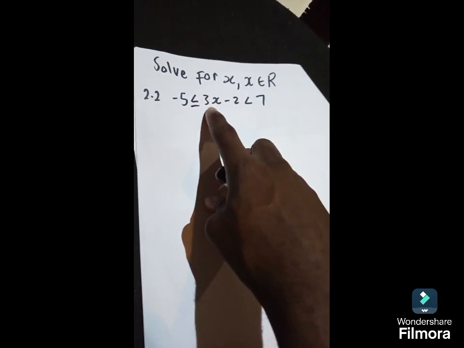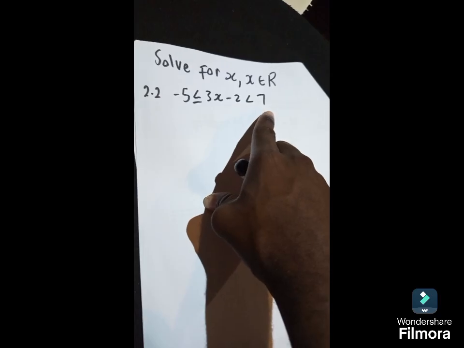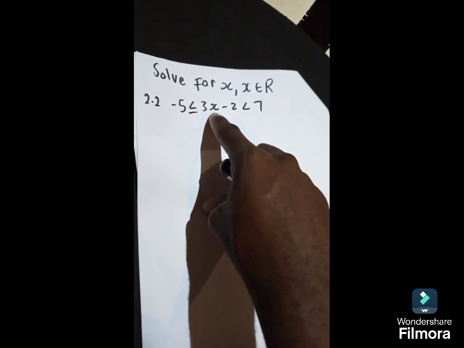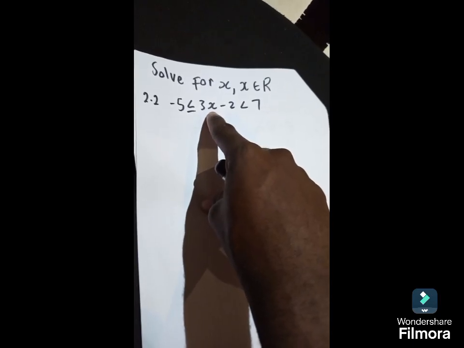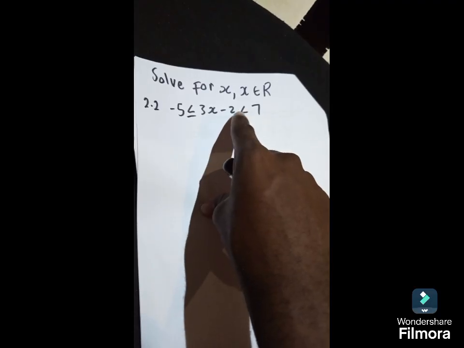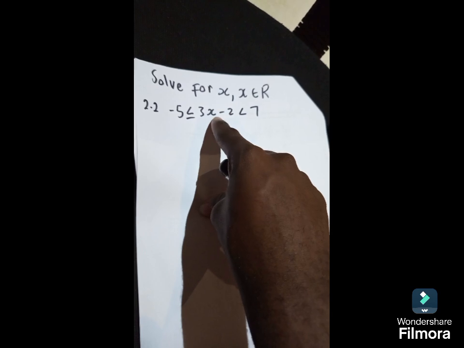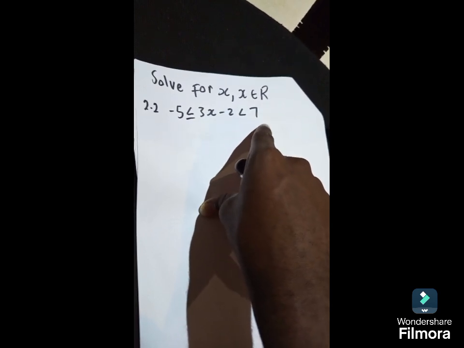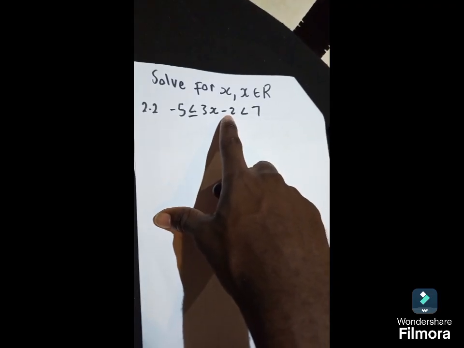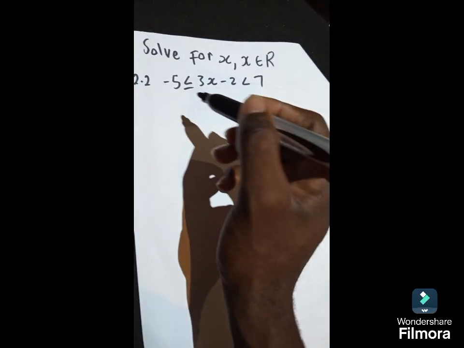And then we have 3x minus 2 is less than 7. So to solve a problem of this nature, since you're looking for x, you must be left with x alone in the middle of these two inequality signs. So what you do now, you can start by adding 2. You can start by adding 2 here, and then you can also add 2 here and add 2 here, so that it can be removed here in the middle.